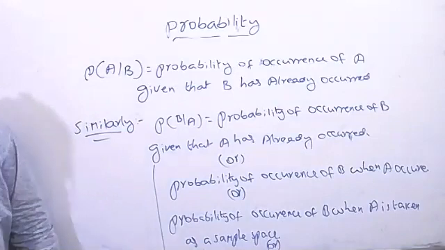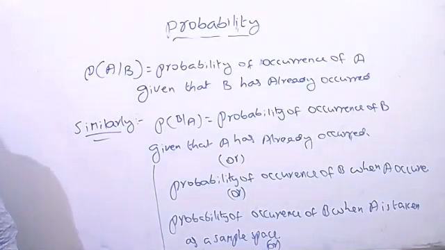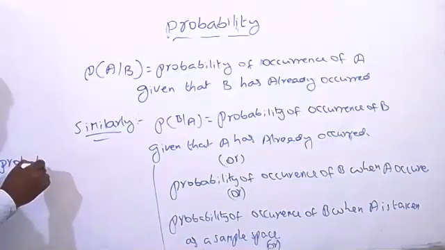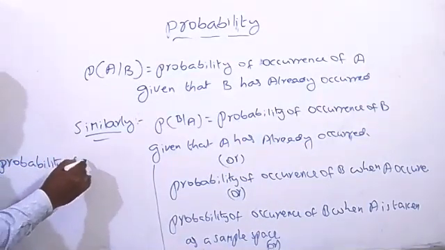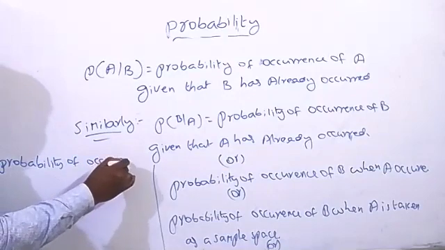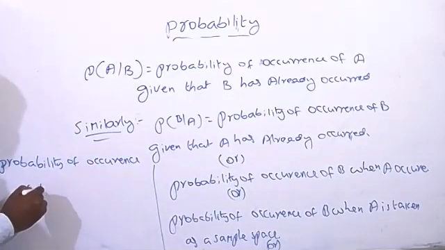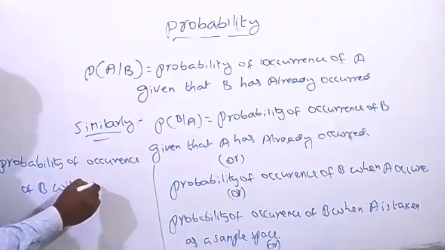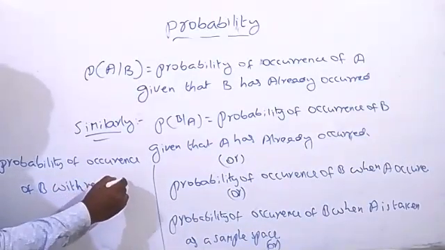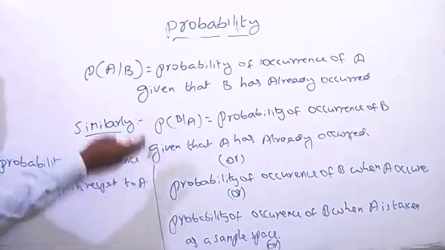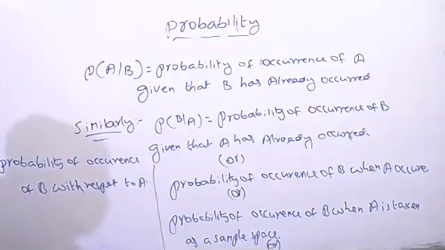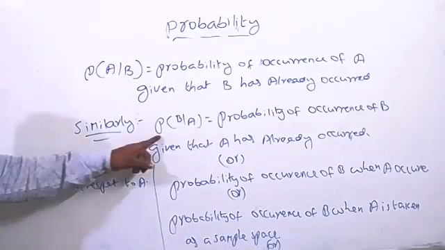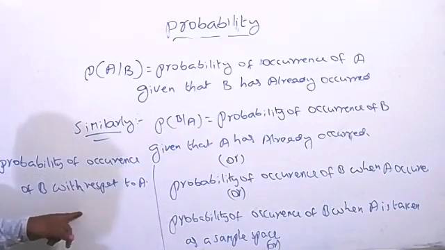Or one more meaning: probability of occurrence of B with respect to A. Understood? See, there are different meanings, and from these words they can ask anything in the examination. Here I am taking probability of B by A, all four conditions.